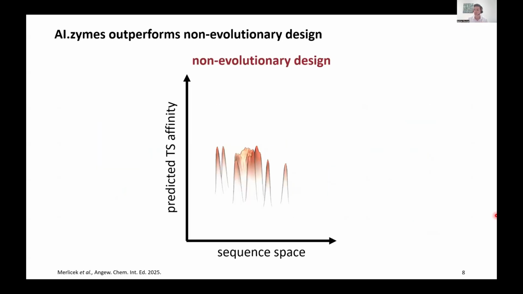How did AI.zymes perform? We first started to benchmark the algorithm purely in silico. So we compare a non-evolutionary design run, where we always start with the same input structure, to an AI.zymes run where we do evolutionary iterative design. And here you can see the fitness landscape of the non-evolutionary design run, where I'm plotting the predicted transition state affinity, so the affinity score. And you can see that we're generating a couple of variants that actually have higher activity than where we started from, which is somewhere in the back over here.